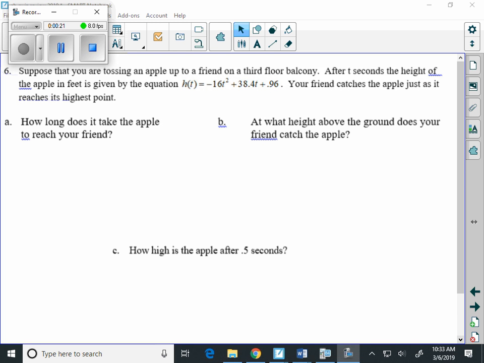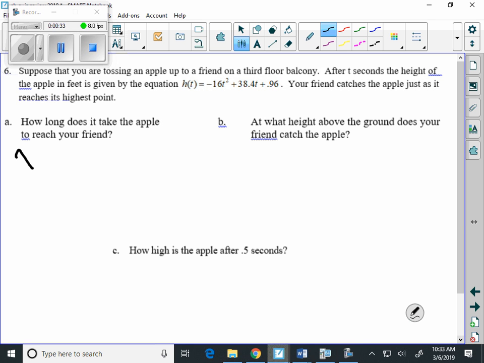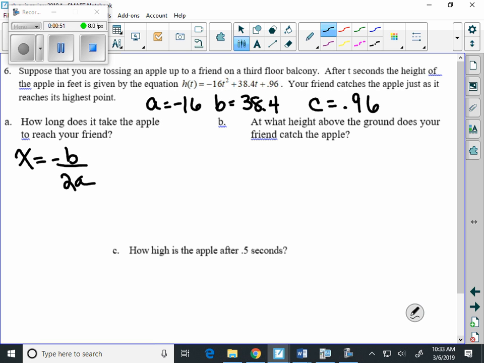Well, I actually did this one by hand. I have seen people do it by calculator. So by hand, you would use this formula. If we look at this, what we have is that A is negative 16, B is 38.4, and C is 0.96. Again, I find it easier, especially with these decimals, to do the problem by hand.